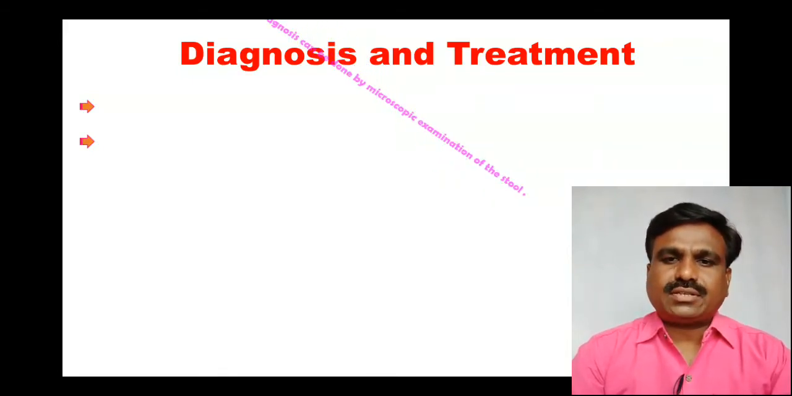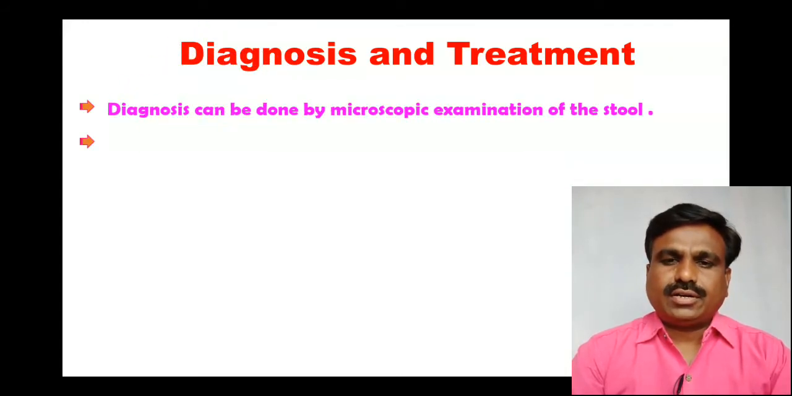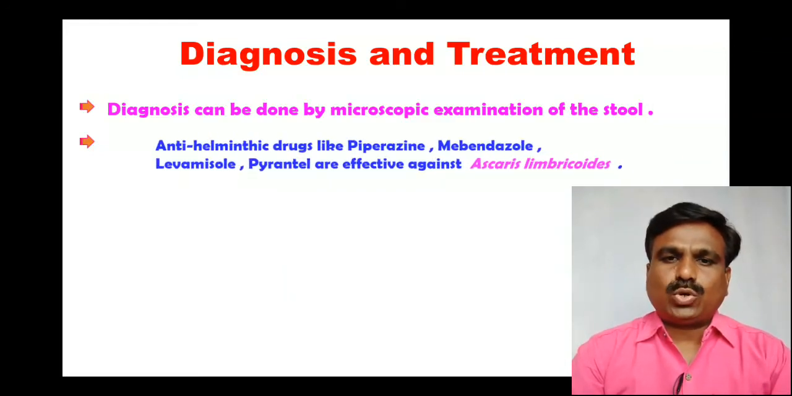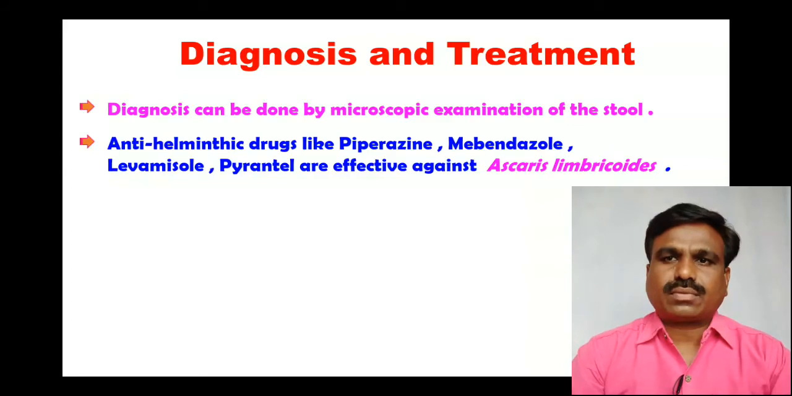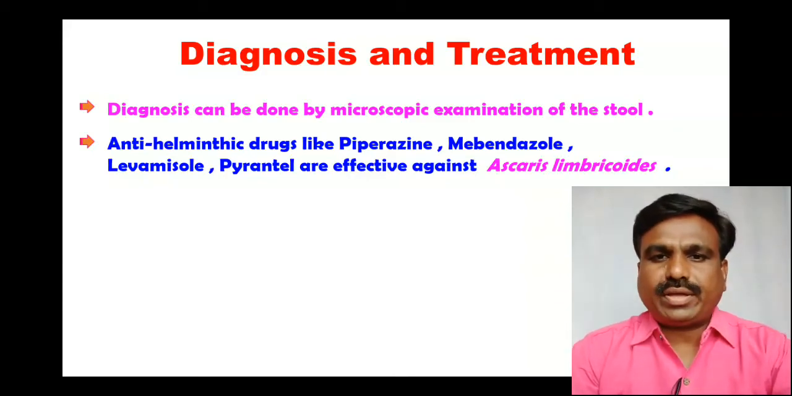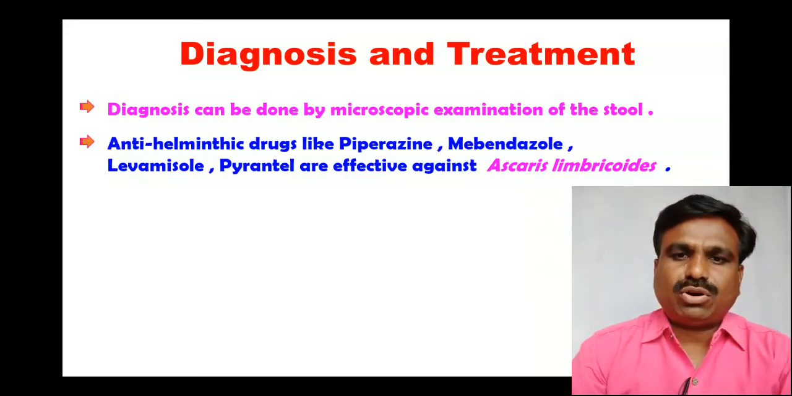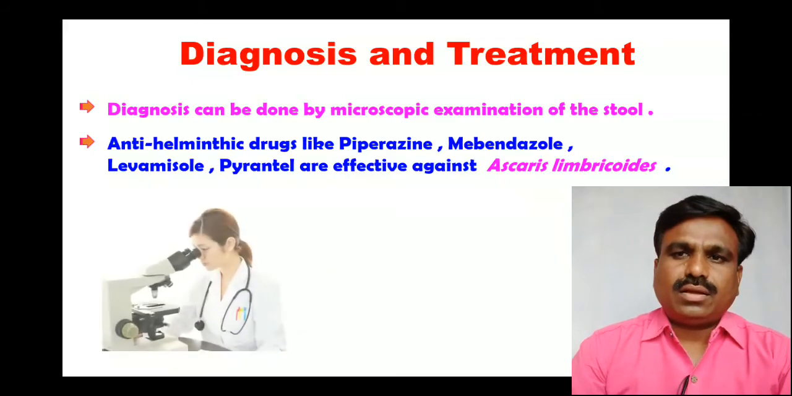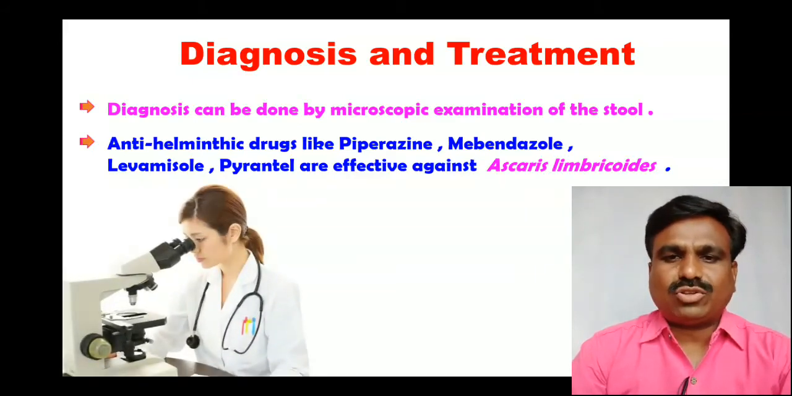What type of disease is caused? What type of infection is caused? We are near a conclusion, but a diagnosis is needed for the final decision. Diagnosis can be done by microscopic examination of the stool. Microscopic examination of the stool is essential because the stool shows the presence of live worms, Ascaris lumbricoides.